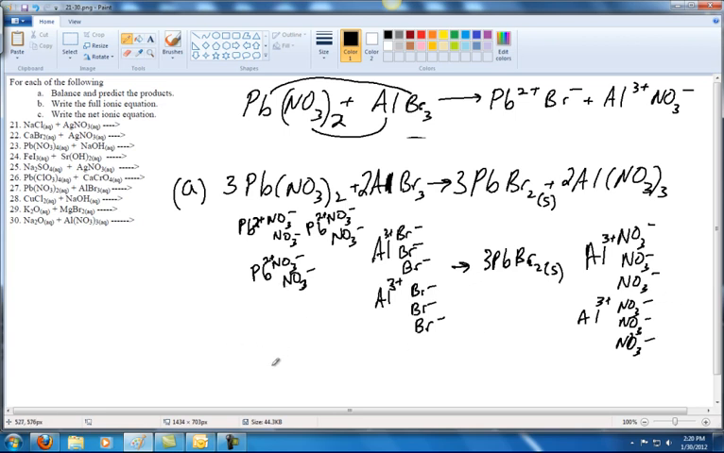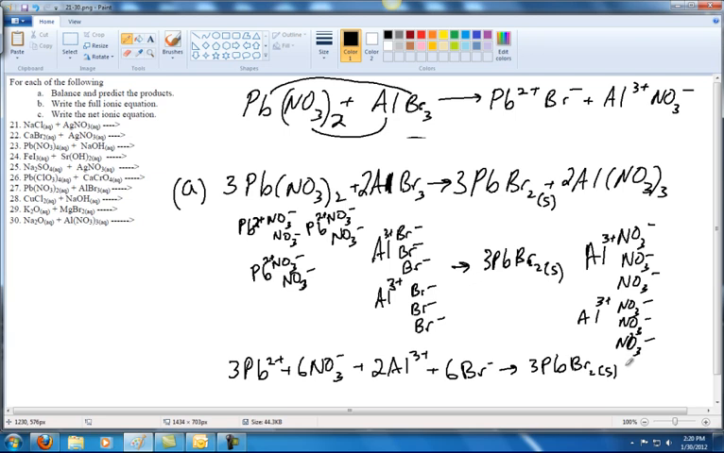And now we're going to go ahead and see how this works out with the number of leads. We've got 3 Pb2+, and then I just count up 1, 2, 3 of those. I've got 6 nitrates there. And now I've got 2 Al3+. And I've got 6 Br negatives. And now we've got 3 PbBr2 solid. And now we've got 2 Al3+ and then 6 NO3 negatives. Alright, so that would be for part B. That would be the full ionic equation right there.